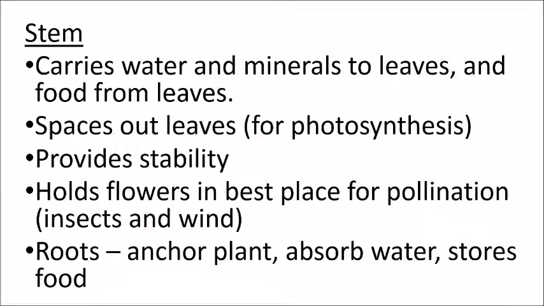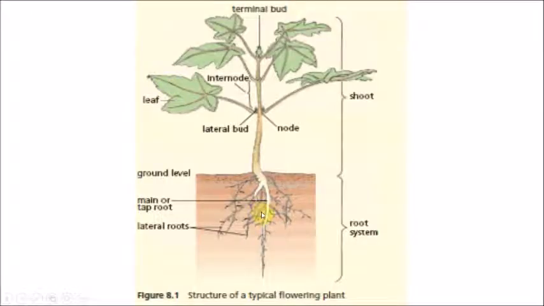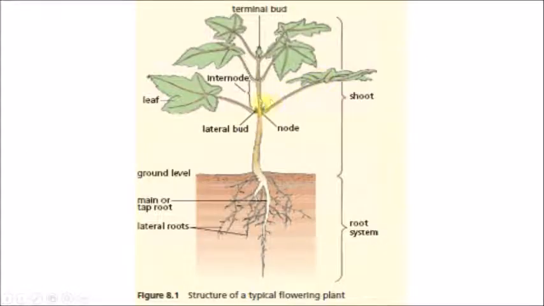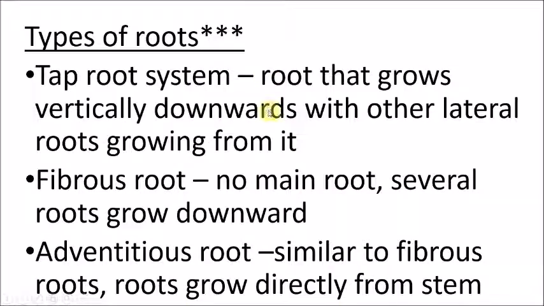Now, what is the point of the stem? Well, these are the functions that it carries out. First of all, it carries water and minerals to leaves and food from the leaves. So it takes water from the roots to the leaves and takes food that's made in the leaves to the rest of the plant structure. It also spaces out the leaves, so you can see here they're all spaced out in different areas to maximize the amount of light energy received from photosynthesis.